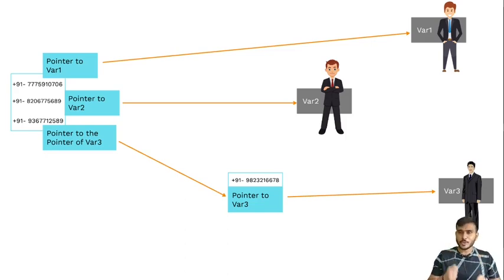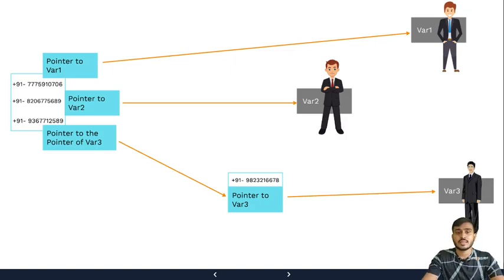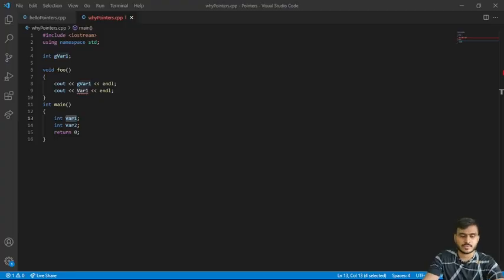Now in terms of programming, when a variable is a local variable, we can say it's near to you. You can directly access it. But let's go to Visual Studio Code and let me explain this with the help of VS Code, so it will be easy for you to understand.